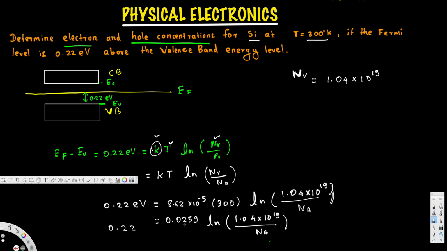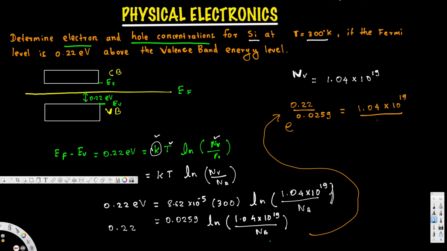We can take e power on both sides, but before we do that, we have to move this one to this side. Let's continue over here. If I move this one, this is going to be 0.22 divided by 0.0259. That's going to be equal to ln of this value. So if I take e power, the ln and e power cancel each other, and we will get 1.04 times 10 to the power of 19 divided by Na.